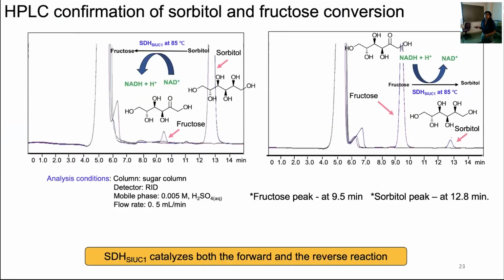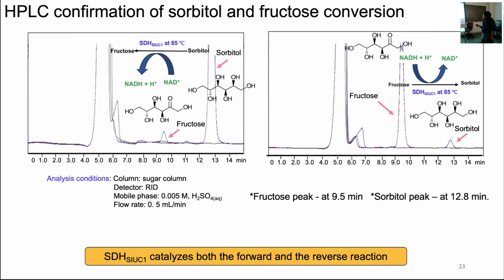And then we needed to further confirm that this enzyme is capable of carrying out the sorbitol conversion in a reversible manner. For that, we did an HPLC analysis of our reaction mixture. Here we have the first chromatogram, which shows us that sorbitol is converted into fructose. And here we can see the fructose peak.